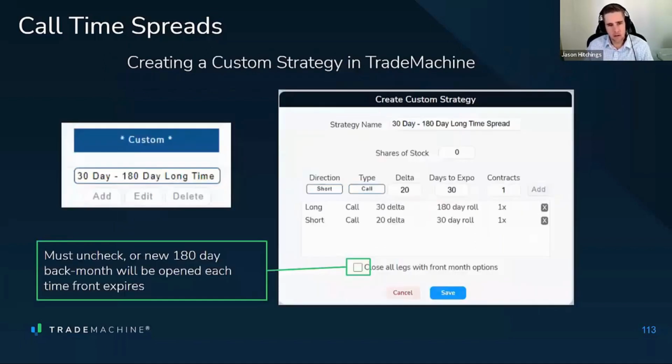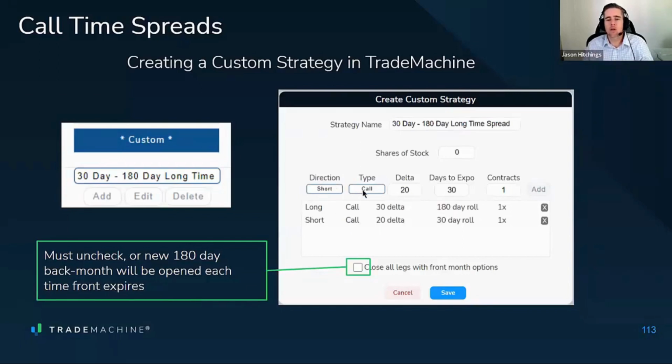So let's dive in. I'm going to create a custom strategy. At the bottom of the strategies list, there's something called custom. I'm going to click the add button and enter a name. I'm not having any shares of stock in this scenario. I'm going to add 2 different options down here. First, I'm going to add a long. So I'm going to say direction long, call, 30 delta, and 180 days to expiration. And the number of contracts is going to be 1. So I add that. And then I repeat.